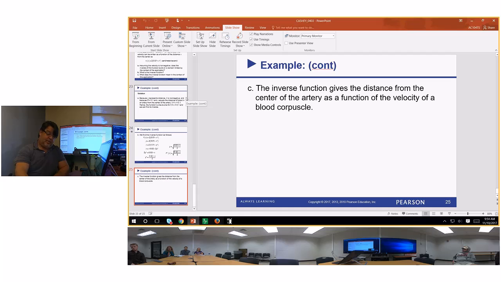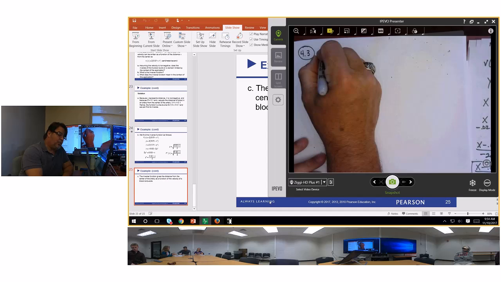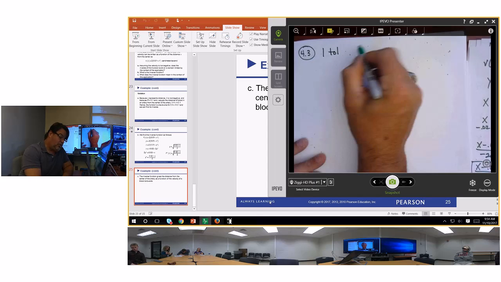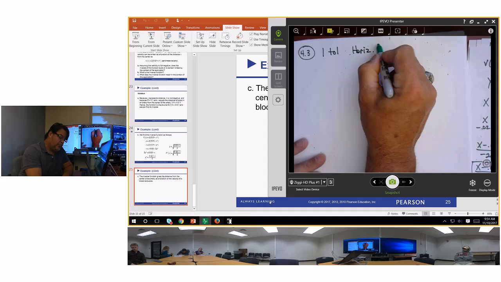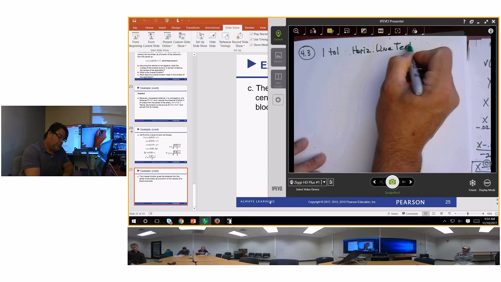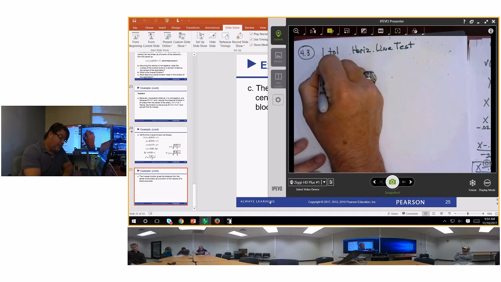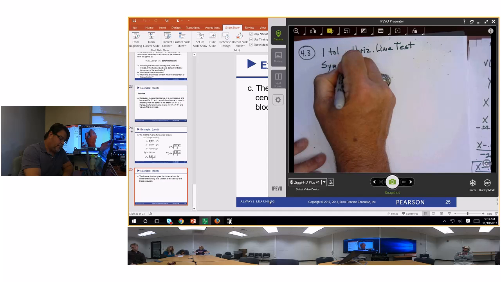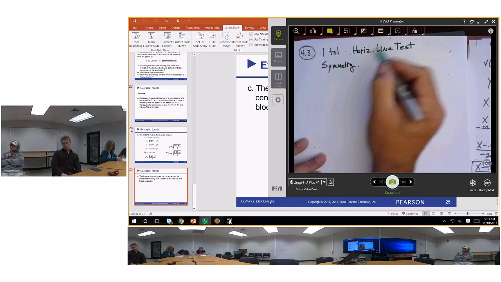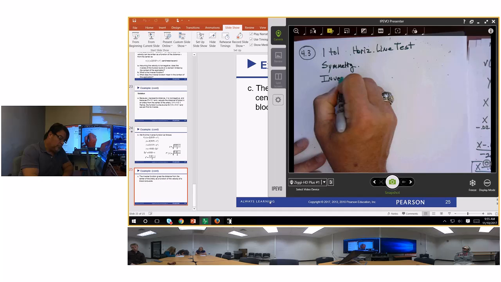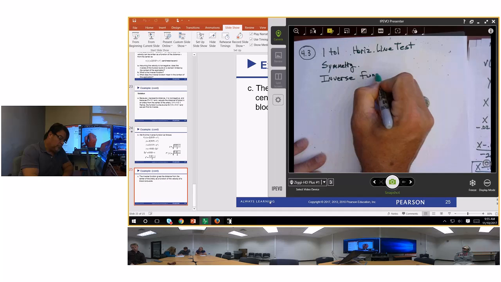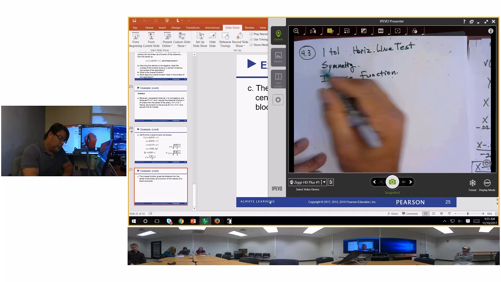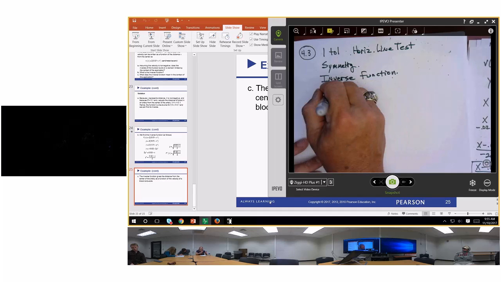Okay? So, in this is what chapter? 4.3? In 4.3, we're talking about one-to-one, meaning horizontal line test. We're talking about symmetry. We're talking about the inverse function. Now, with the inverse function, make sure you can do it algebraically, because that's what I'm going to test you on.